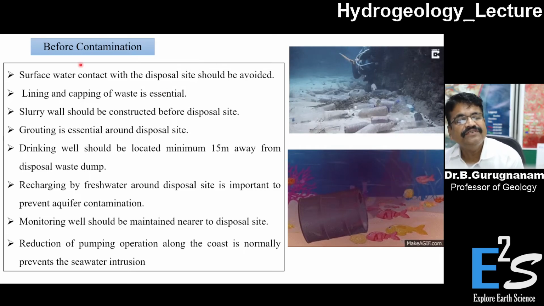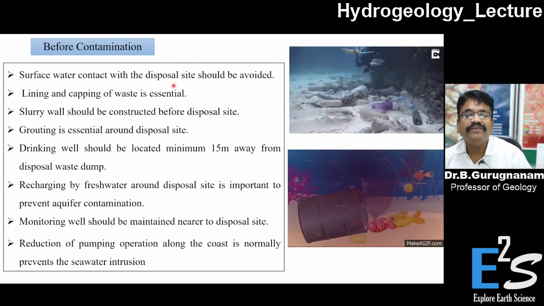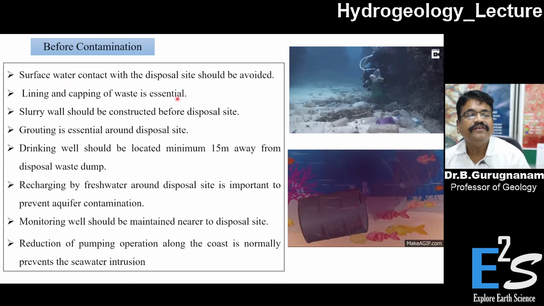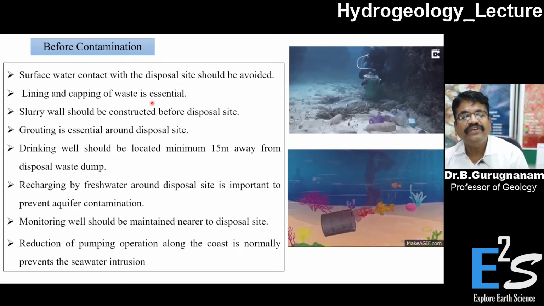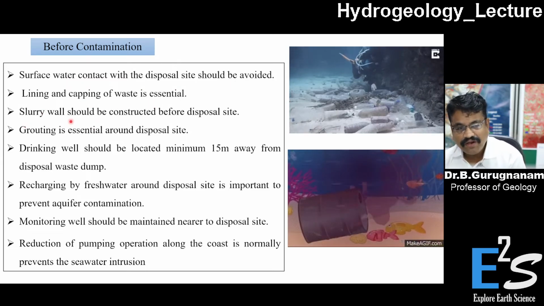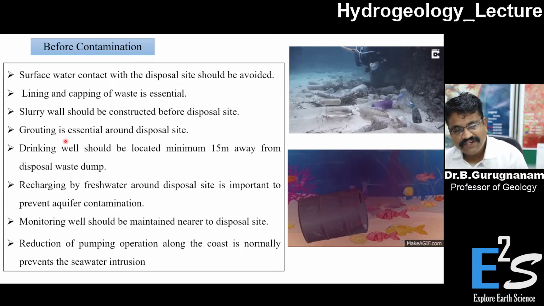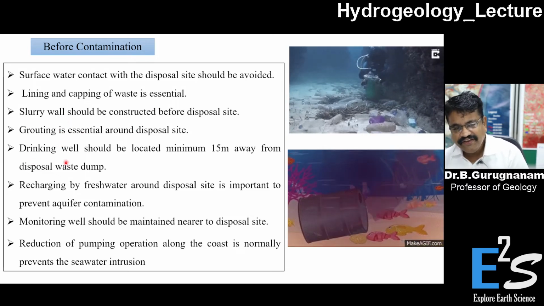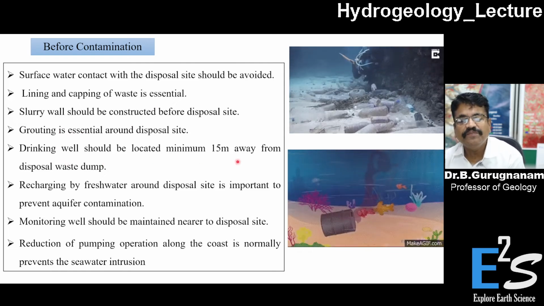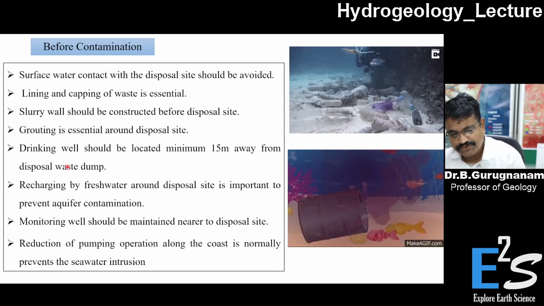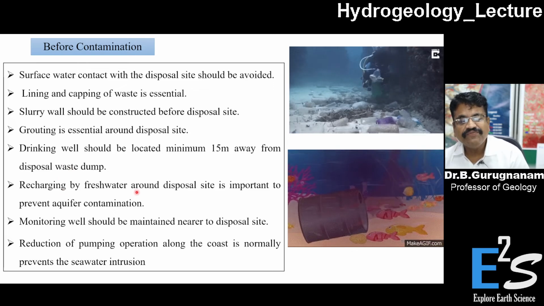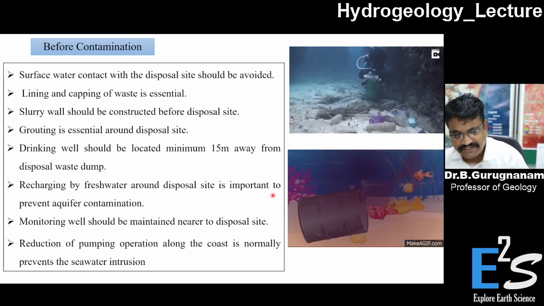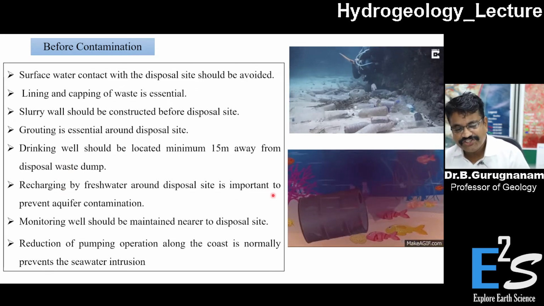Before contamination, surface water contact with the disposal site should be avoided. A lining and capping of waste is essential. A slurry wall has to be constructed before disposal. Grouting is essential around the disposal site. A drinking well should be located a minimum of 15 meters away from the waste disposal system. Recharging with fresh water around the disposal sites is important to prevent aquifer contamination.